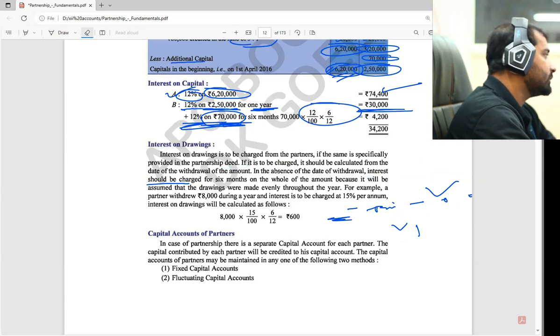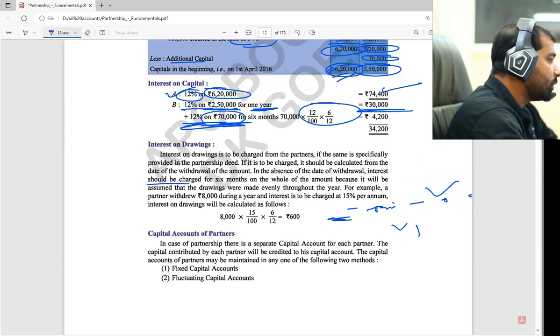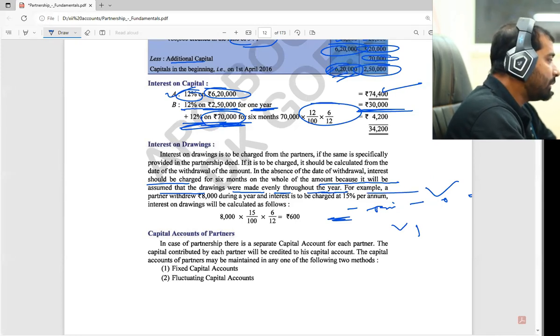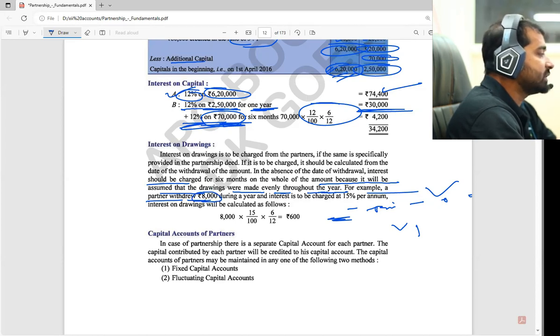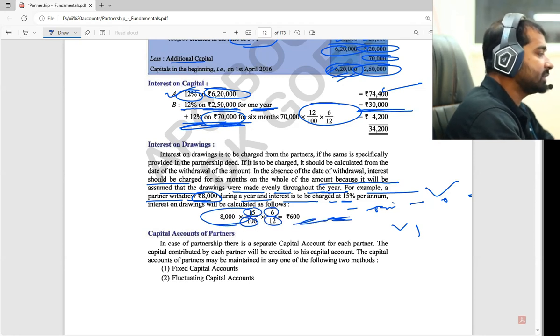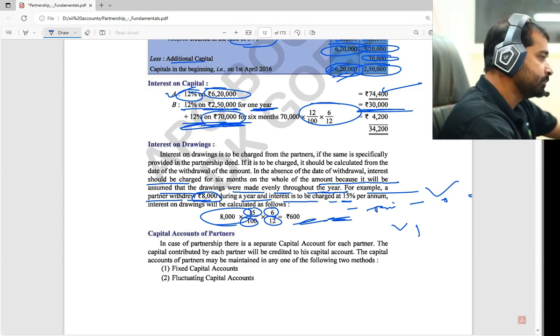Okay, next one. The amount is calculated assuming that drawings were made evenly throughout the year. For example, a partner withdrew 8,000 rupees during a year and interest is to be charged at 15%. So 8,000 into 15 by 100 into 6 by 12, for 6 months, gives the interest on drawings, that is 600. I hope that's clear. Yes, sir.